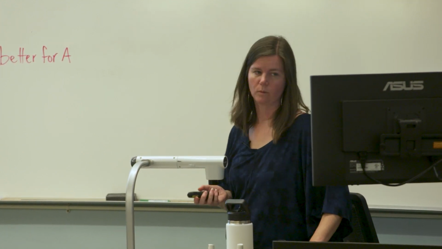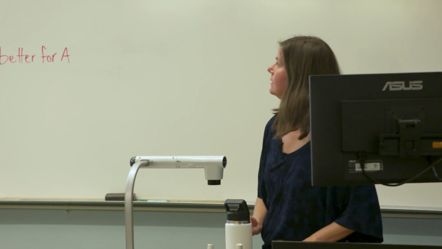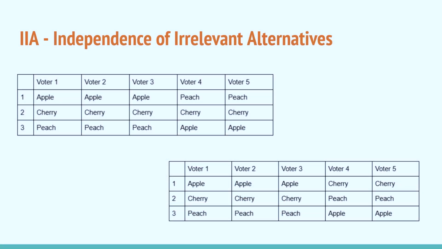Okay, here's the second one we're going to look at. This one is called independence of irrelevant alternatives. So what I want you to do is just look at apple and cherry. Well, first of all, what's the difference between the two voting profiles? What voters are different? The last two? Yeah, the last two.